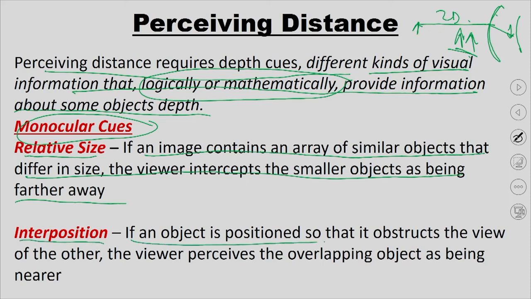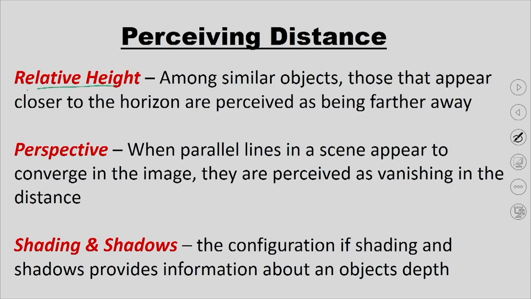If an object is positioned so that it obstructs the view of another object, the viewer perceives the overlapping object as being nearer to you. So if there are two objects in front of each other and one blocks the view of the other, the one that blocks the view is perceived to be nearer to you than the object whose view is being blocked. Similarly, you have something called relative height. Among similar objects, those that appear closer to the horizon are perceived to be further away.